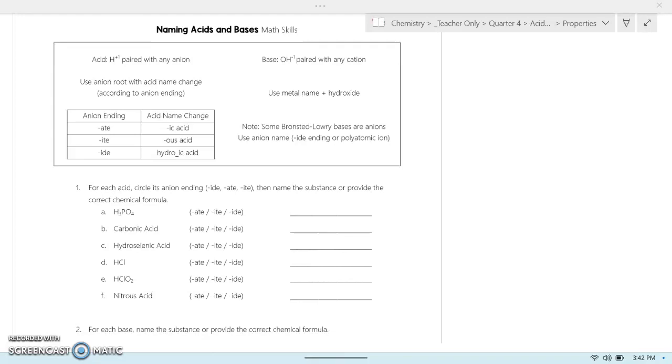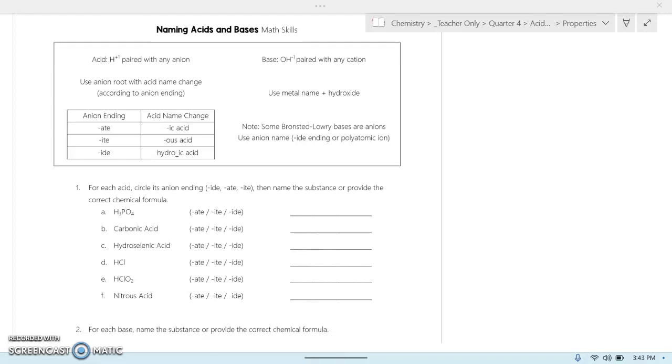Today we have a little blast from the past, looking at some naming rules. If you remember back to the ionic compounds naming section that we did last semester, whenever we were naming ionic compounds, we would just use the metal name and the anion name. And that's still how we're going to name all of the bases. So anything that has OH as its anion paired with any cation, that's a base by the Arrhenius definition.